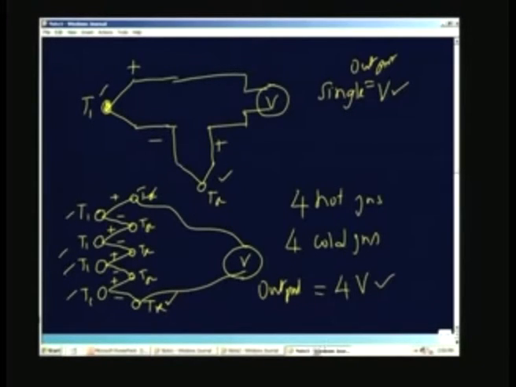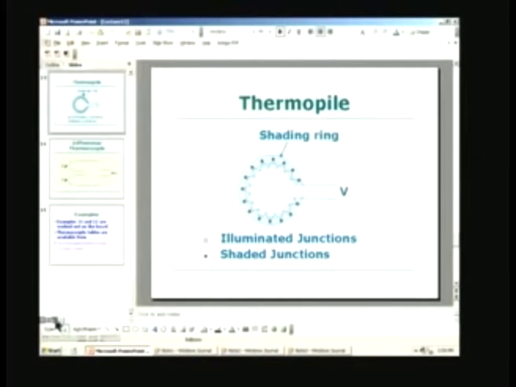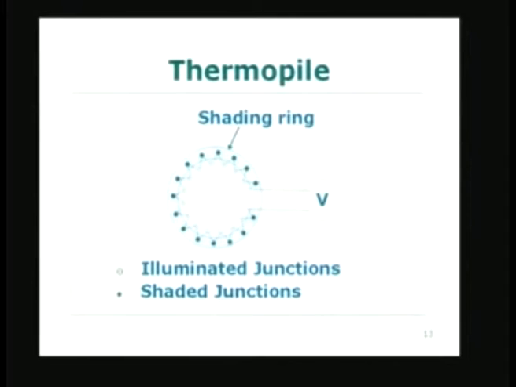So, with this background, let us look at one of the applications, and it is called the thermopile. What is the thermopile? Thermopile consists of a large number of hot junctions and a large number of cold junctions. In this case, I have shown it in the form of a circular arrangement. The hot junctions are all open circles and the cold junctions are all the blocked circles, and there is a shading ring.